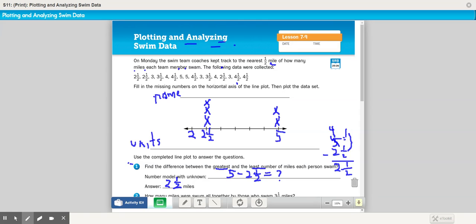And that's what they talk about when they're talking about analyzing. They're just trying to find the difference between who swam the most and who swam the least. So I guess it didn't really matter how many of them swam that, but it could be another problem. Ask something about that. Anyway, that's what we do for solving problem 1.